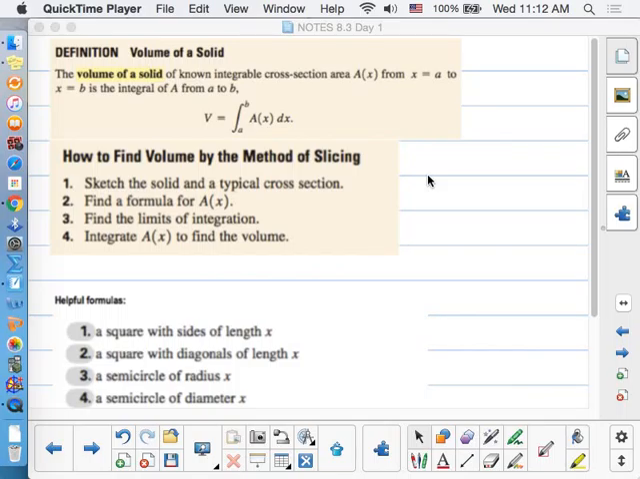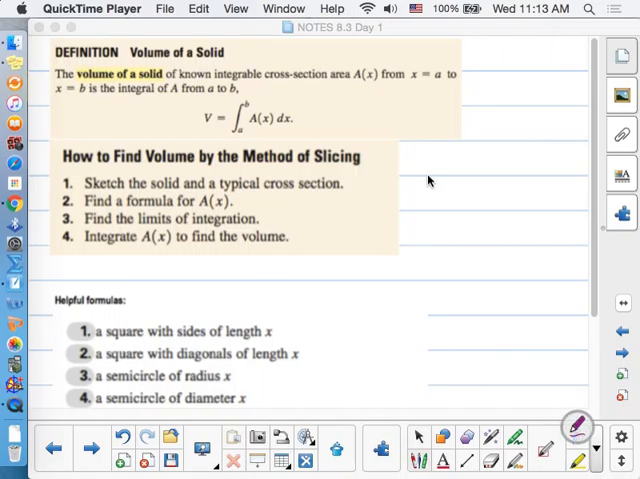This is for A3 Day 1. You've done the Play-Doh activity or parts of it. You've been working with the idea of volume of a solid that we can see the base of and the cross sections of. So what you have on your notes then is the definition that calculus uses for one way to get volume of a solid.